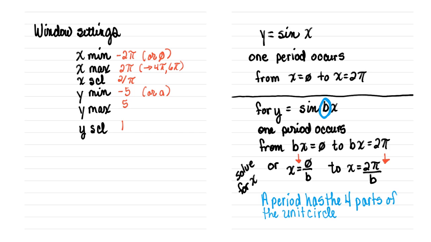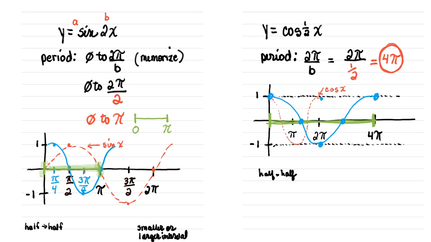The number after sine here before the x is going to define the period for you. So it's generally going to be from 0 to some sort of pi. A period has the 4 parts of the unit circle: 90 degrees, 180, 270, and 360. It's good to memorize the formula for what a period is, 2 pi over b. This allows you to find out how far a function is going here.